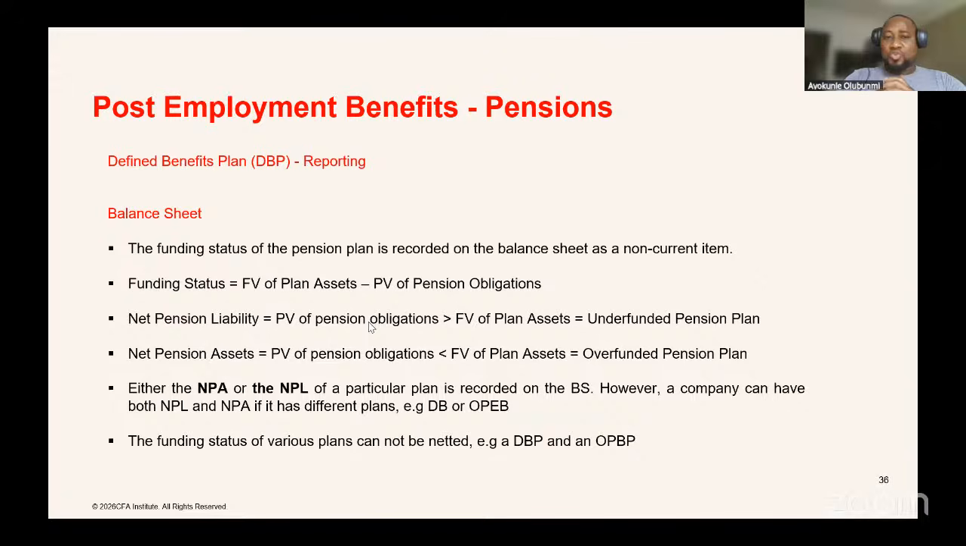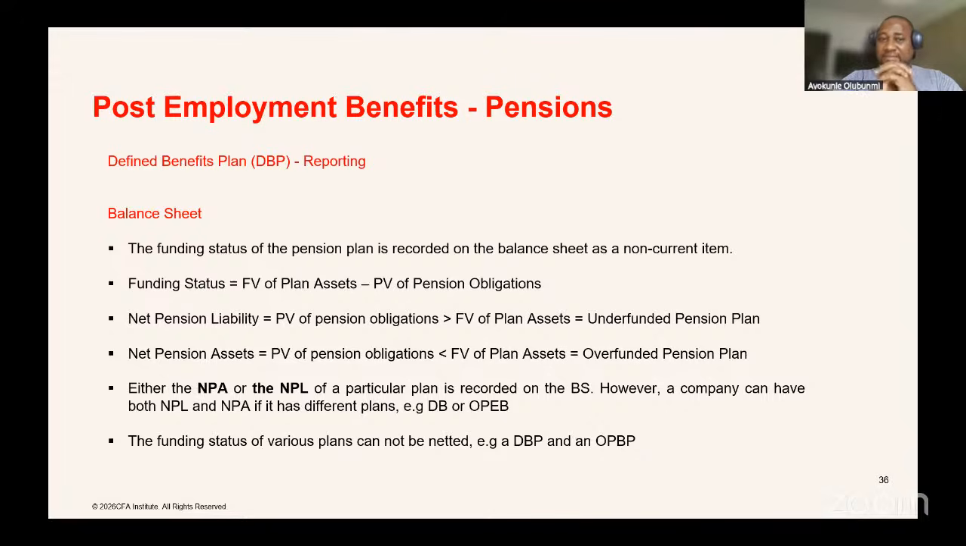Now, what do we have on the balance sheet? What we record on the balance sheet is the funding status, which is the difference between the plan asset, remember that I said the plan asset is the asset that you set aside, and the present value of the pension obligation. That difference between the two of them, which is called the funding status, is what we have on the balance sheet.